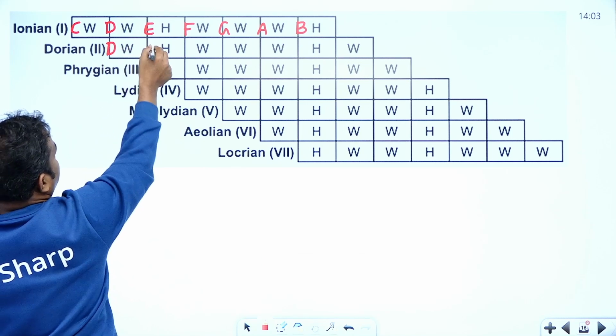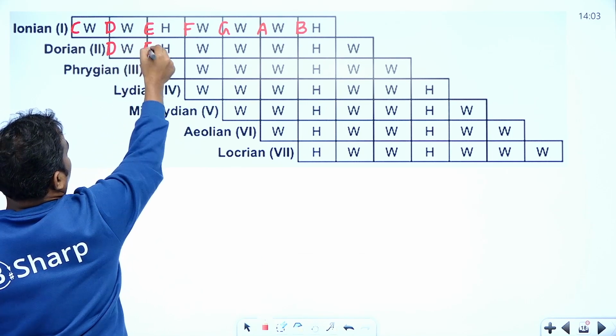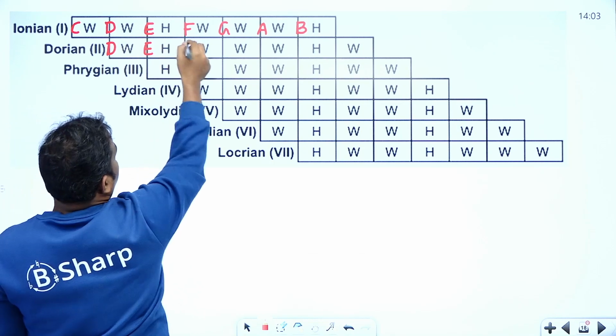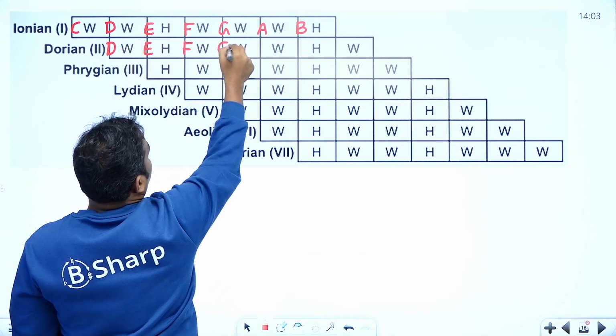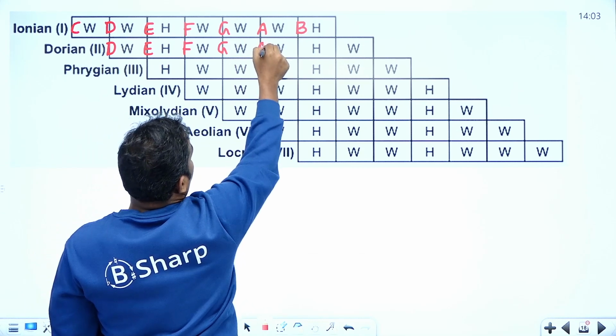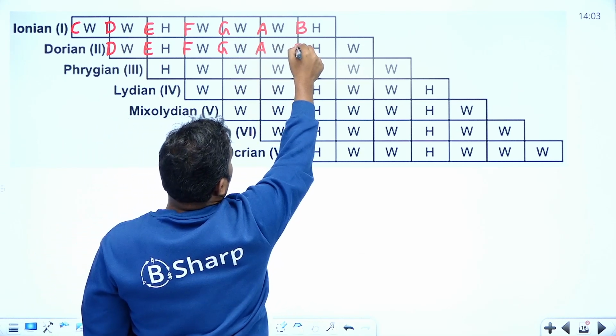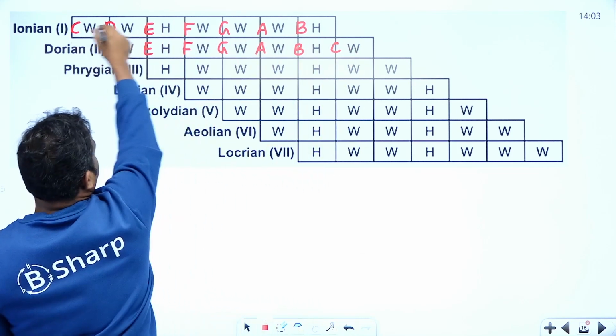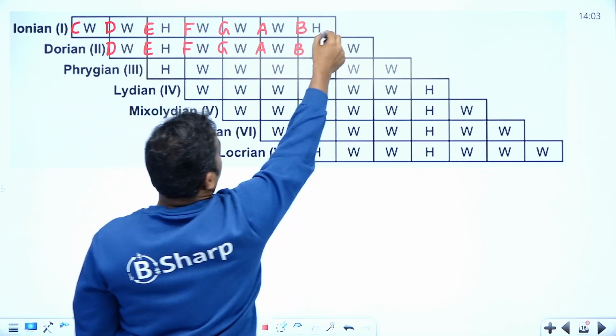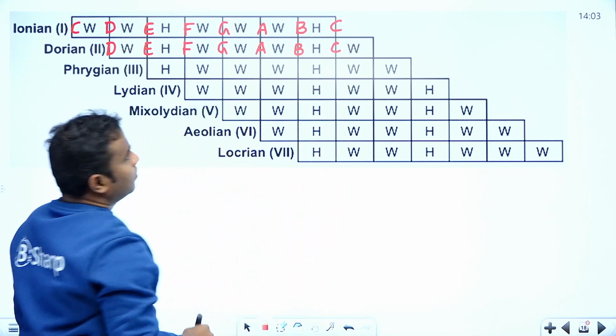So the difference from D to E is whole, from E to F is half. From F to G is whole, from G to A is whole, from A to B is whole, and from B to C is half again. So it will repeat, right? After B it will repeat again, C will come here.